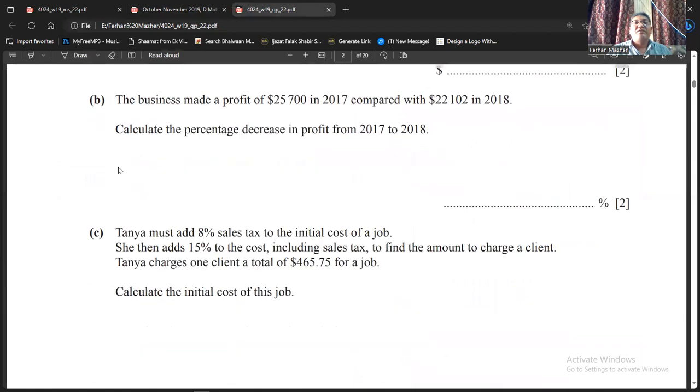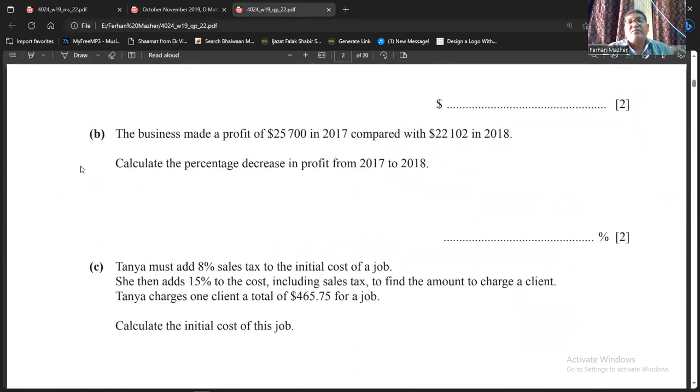Question number 1, B part. He says, the business made a profit of $25,700 in 2017 compared with $22,102 in 2018. Calculate the percentage decrease in the profit from 2017 to 2018.